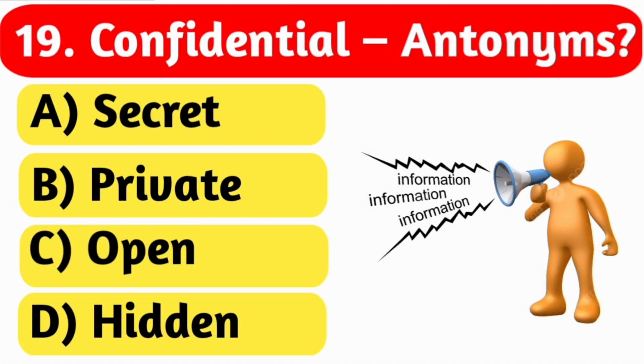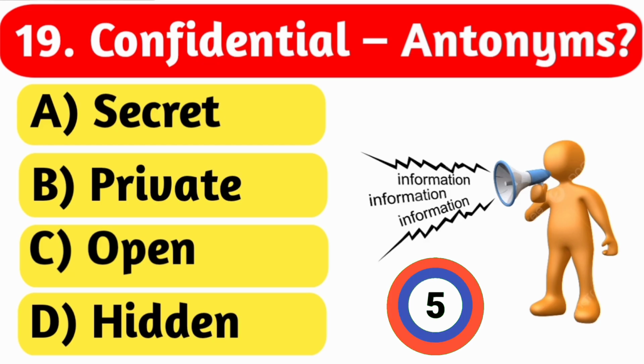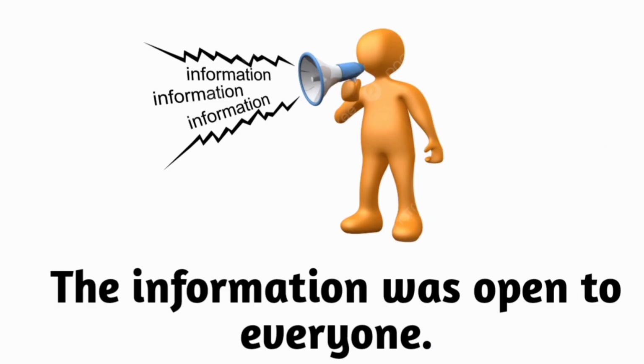Your 19th question is confidential antonyms. Your options are A. Secret, B. Private, C. Open, D. Hidden. Your correct answer is option C, open. The information was open to everyone.